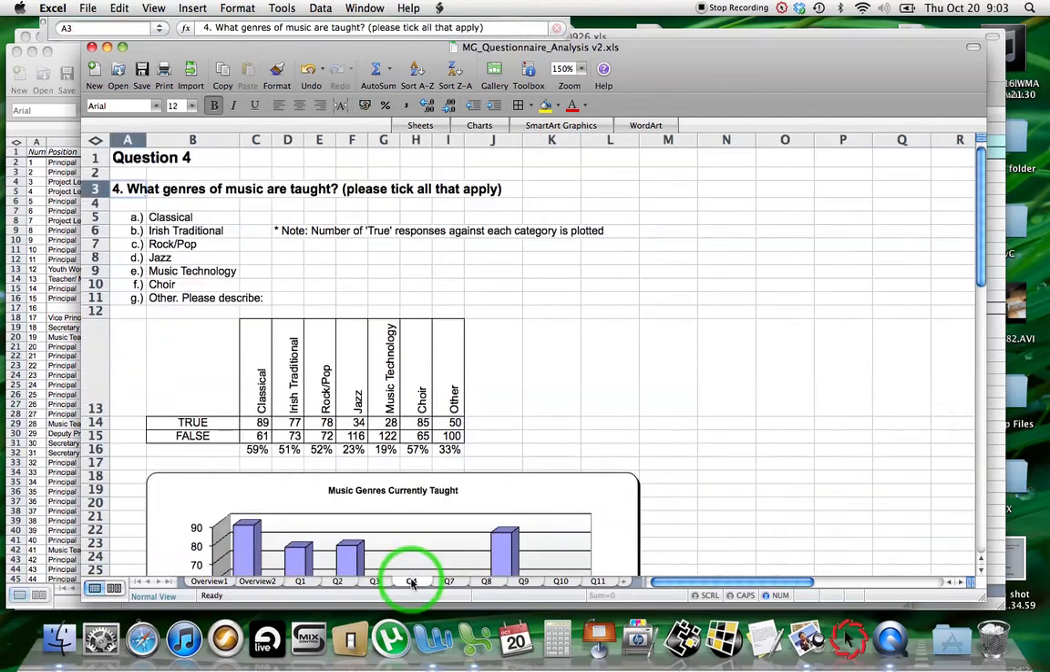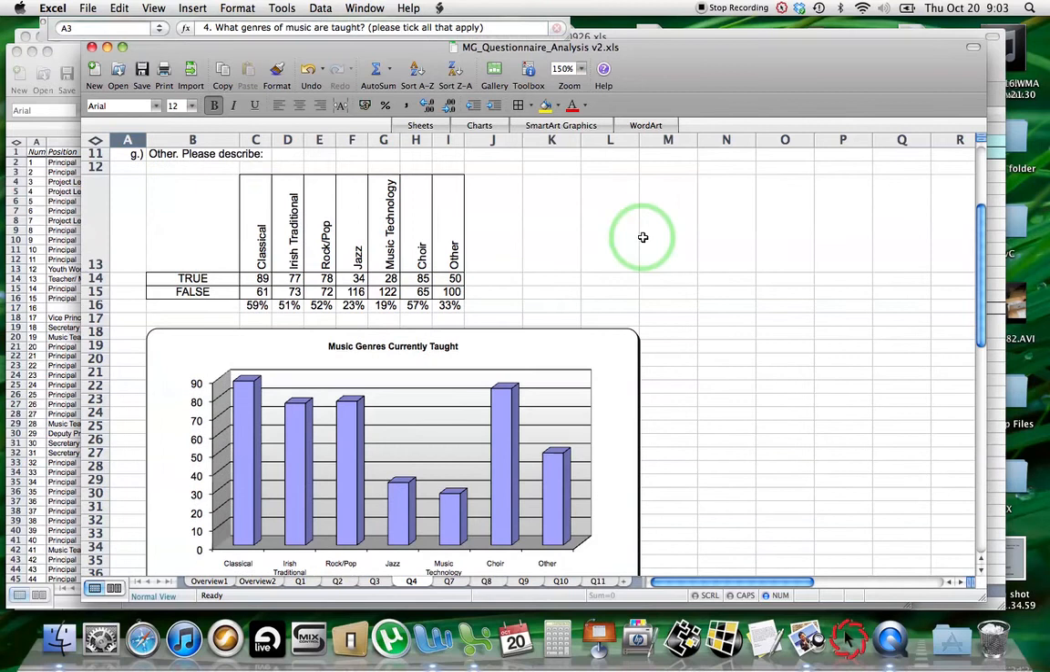Okay, now what genres of music are taught? Please tick all that apply. So we can see that 59% of people we asked had classical music being taught, 51% had Irish traditional, 52%, etc. And that's how the breakdown went of people answering, ticking the box or not ticking the box.